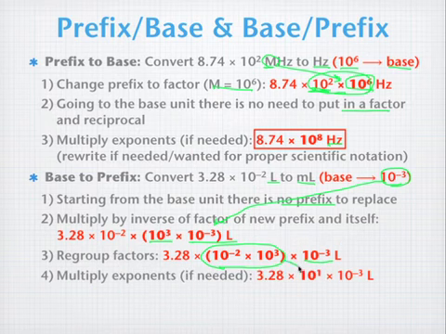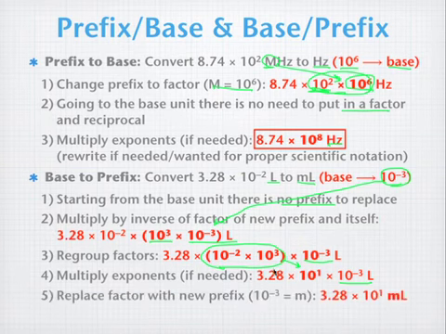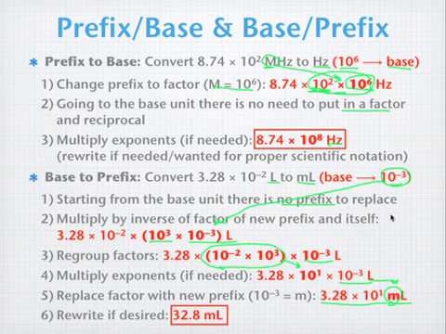Do our multiplication, 10 to the 1st. There's our base unit. Now replace the factor with its prefix of milli. We have 3.28 times 10 to the 1st milliliters. This is your answer. If you want to stop here, you can, or if you recognize it, you can convert this to decimal notation: 32.8 milliliters.